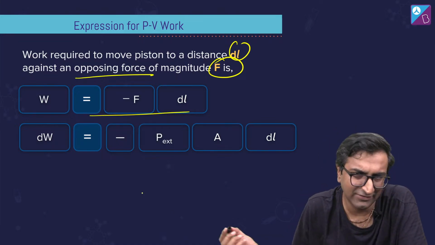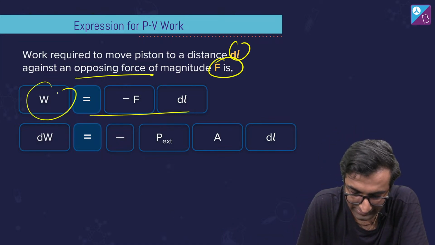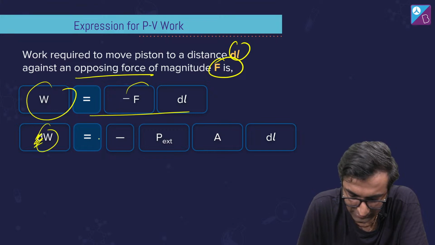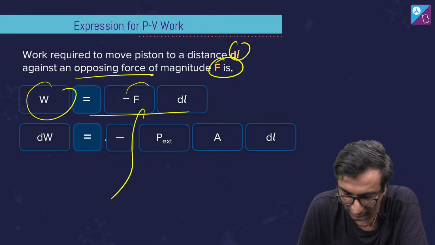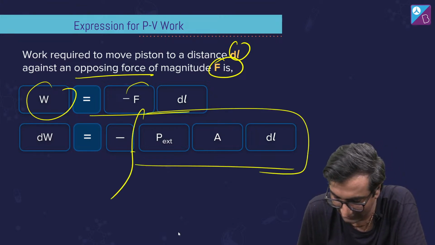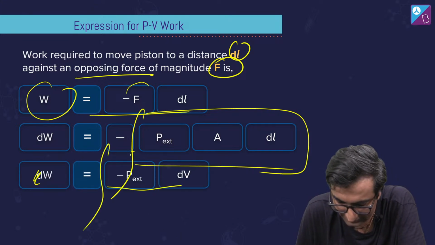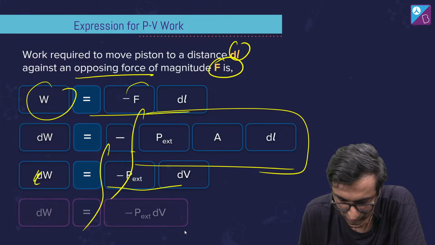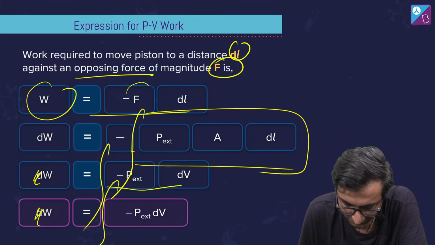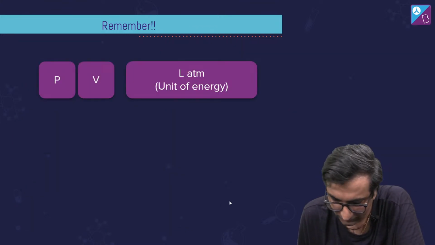So then the rest of it is just a little bit of math. I put work as this, so dW, I still want to say work is integral of this, actually work is integral of this minus P external times A times dl, and let's move this and make this integral P external times dV, okay. So work is going to be integral of minus P external times dV, that's it.